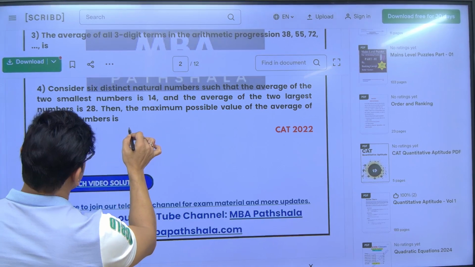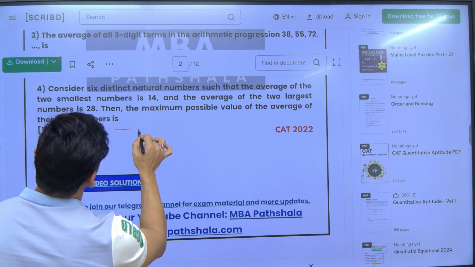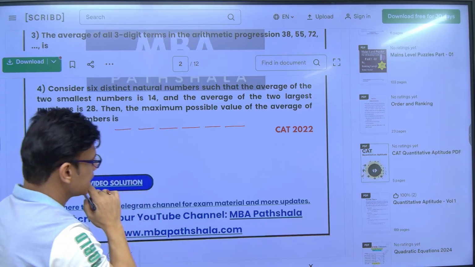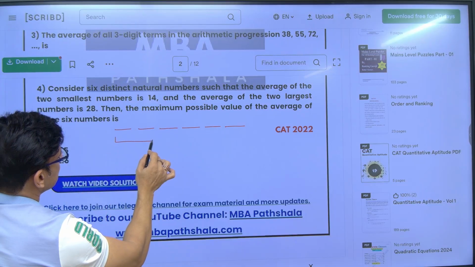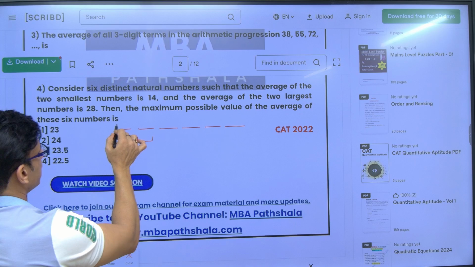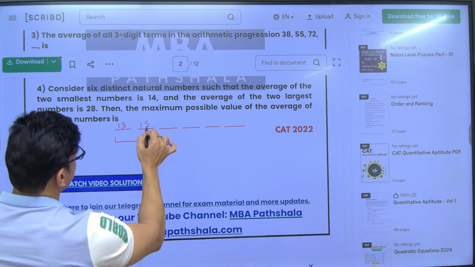have 1, 2, 3, 4, 5, 6. This average is given as 14. So if average of two numbers is 14, their sum should be, दो नंबर का एवरेज 14, तो सम 28 होगा ना बेटा। 28 मतलब both numbers can be 14 14 or one number can be 13 and one number can be 15.